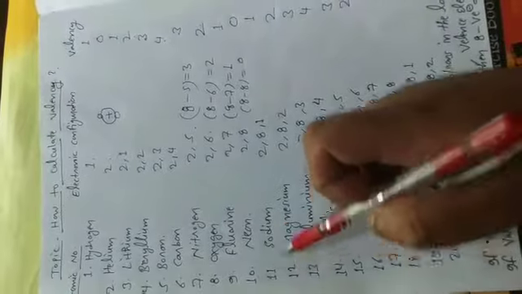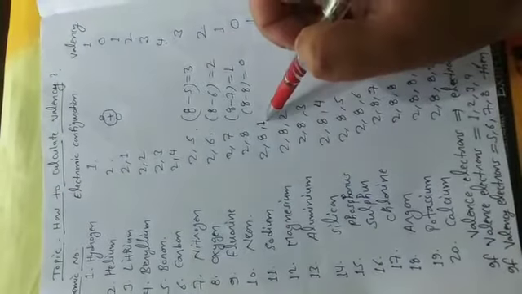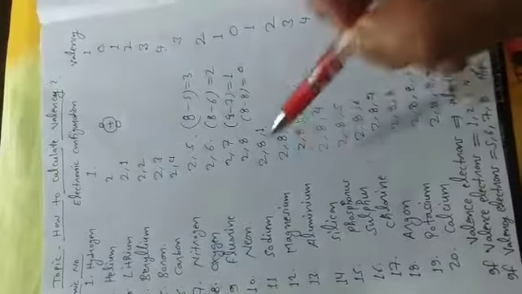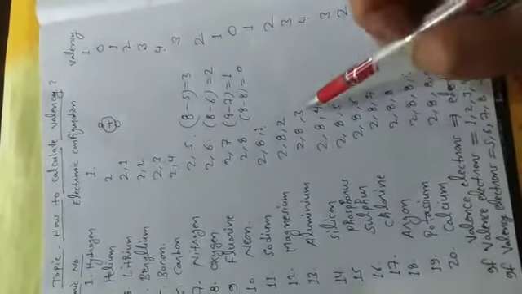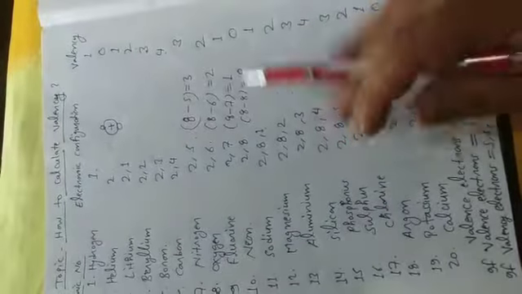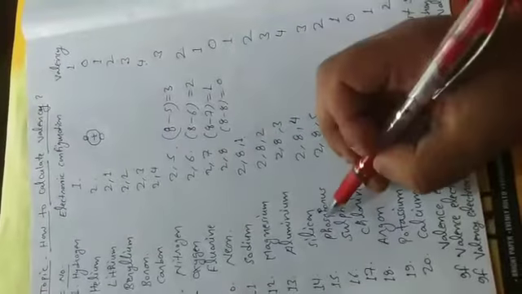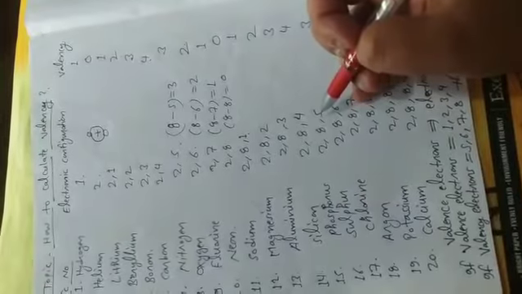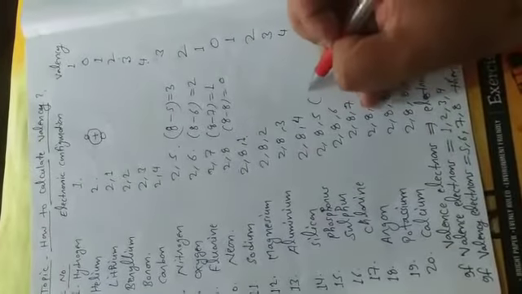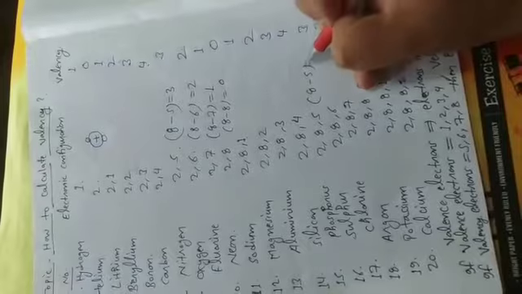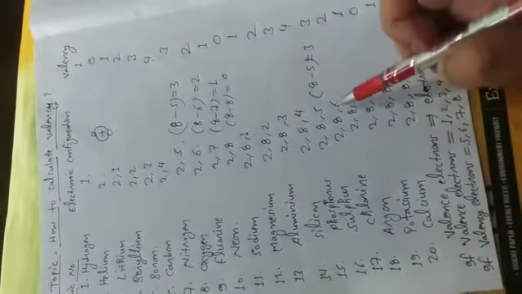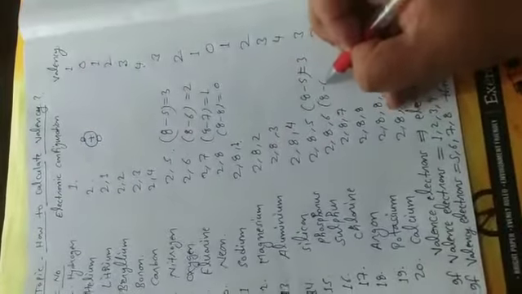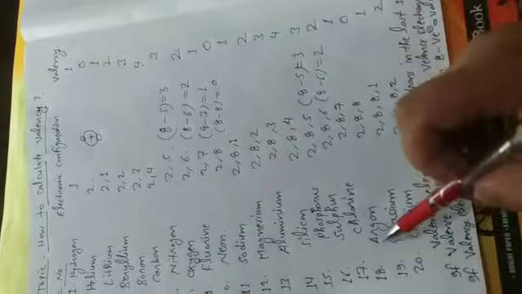valency. Then sodium, the outermost electron is 1, so the valency is 1. Then magnesium is 2. Next aluminium 3, silicon 4. Next phosphorus, the outermost shell of phosphorus has 5 electrons, so 8 minus 5 is equal to 3. 3 valency of phosphorus. Then sulfur has 6 valence electrons, then 8 minus 6 is equal to 2.